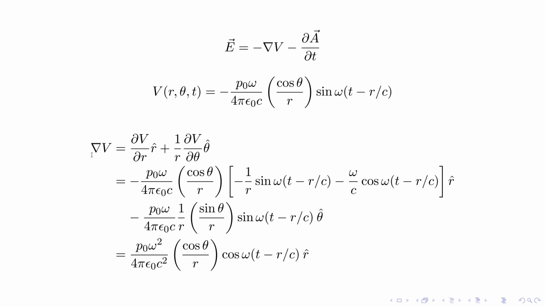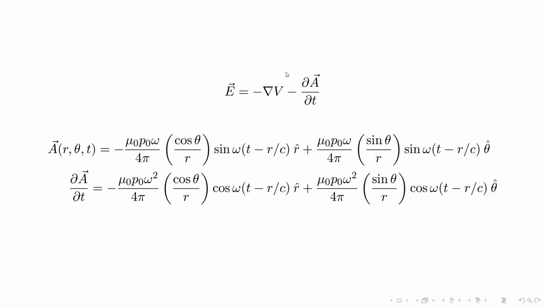And that gets us the gradient of the V, but that doesn't give us the time derivative of the A field. For that, let's look back at the A vector. This is negative mu naught p naught omega over 4 pi cosine theta over r sine omega t minus r over c, r hat, plus mu naught p naught omega over 4 pi sine theta over r sine omega t minus r over c in the theta hat direction. So the time derivative appears in this sine and in this sine, and they just become cosine, and we get an extra factor of omega on both accounts. So we have negative mu naught p naught omega squared over 4 pi cosine theta over r cosine omega t minus r over c, r hat, plus mu naught p naught omega squared over 4 pi sine theta over r cosine omega t minus r over c, theta hat.